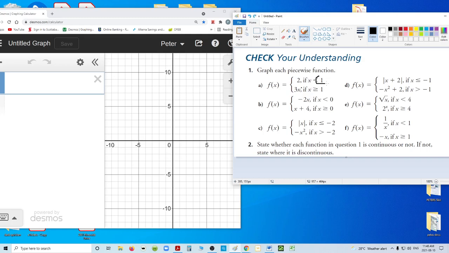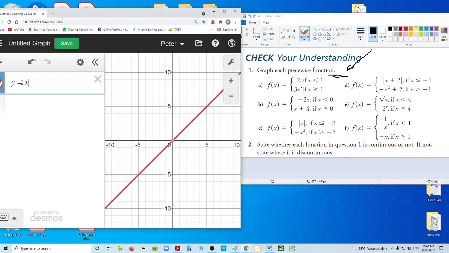Well, when x is 1 here, it's clear that's 2. When x is 1 here, what happens when we put it through the formula? 3 times 1, we get 3. So what's going to happen is we're going to have a flat line, and then suddenly the line is going to start up here at 3, 1 comma 3. And there's going to be a big gap between them. But we can let Desmos do that.